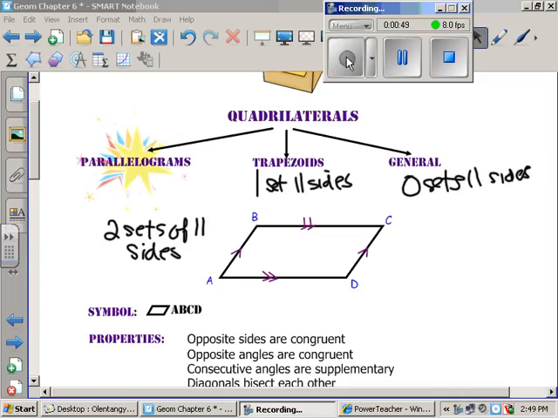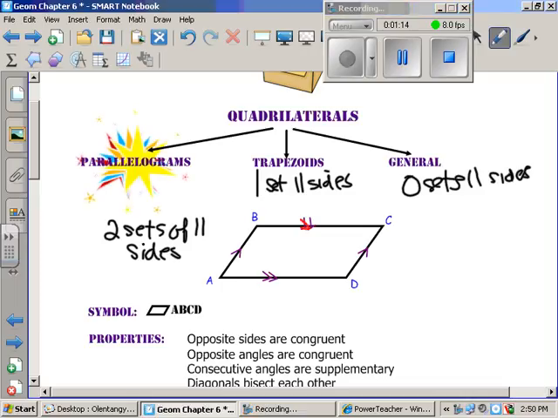Okay, as we go through each sort of quadrilateral, we're going to talk about what they look like and their properties. And then we're going to use coordinate proof to prove those properties and to identify the figure. All right, so in a parallelogram, first, of course, it means it's got two sets of parallel sides. So you notice here, we've got parallel sides here and there, parallel sides here and here.